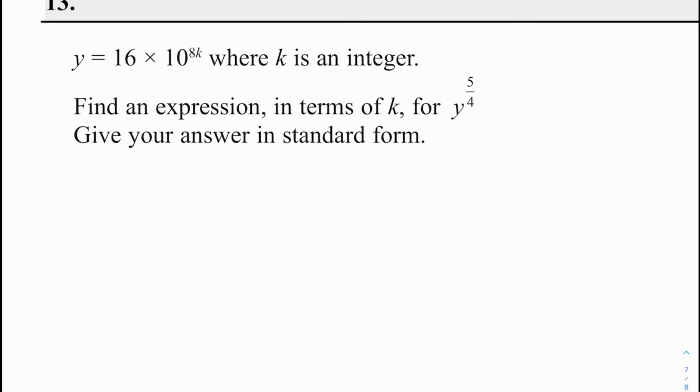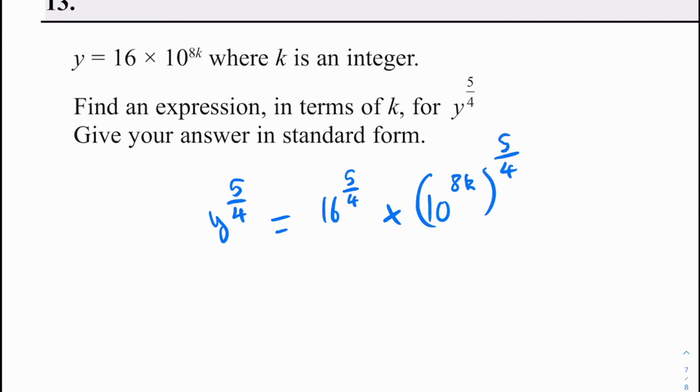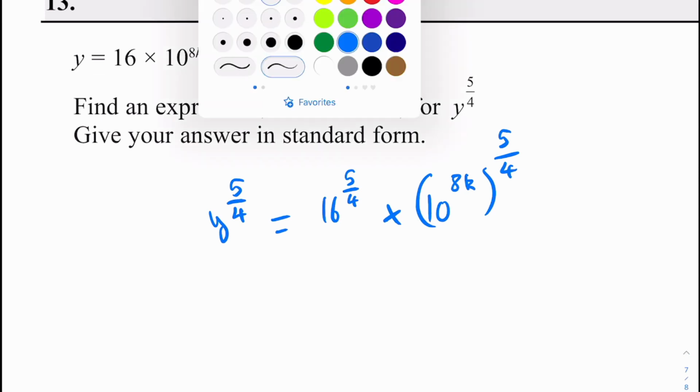I guess what we can do is say we're going to apply this power to both sides of the equation. So we get y to the power of 5 over 4 is equal to 16 to the power of 5 over 4 multiplied by 10 to the power of 8k, all to the power of 5 over 4. I'm not sure if this is right at all, but we'll go over it and see if we actually get anywhere. I'm going to redo that 5 over 4, there we go.